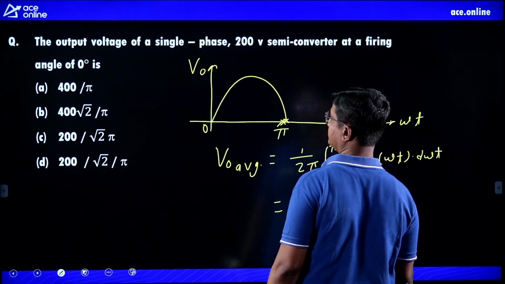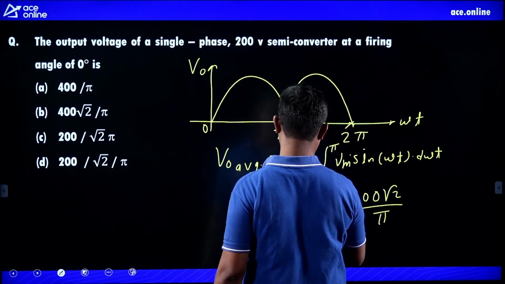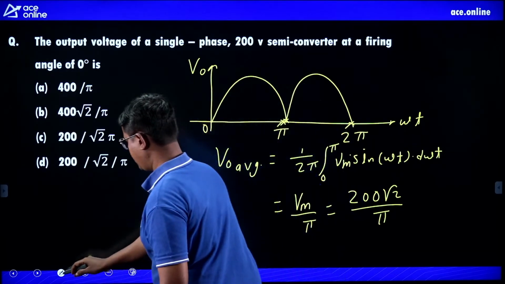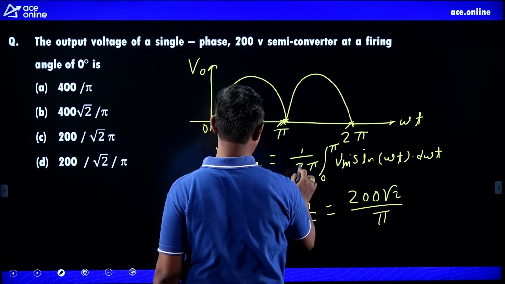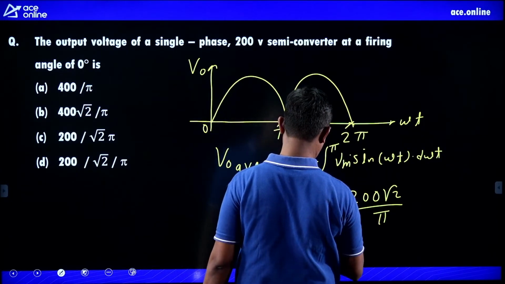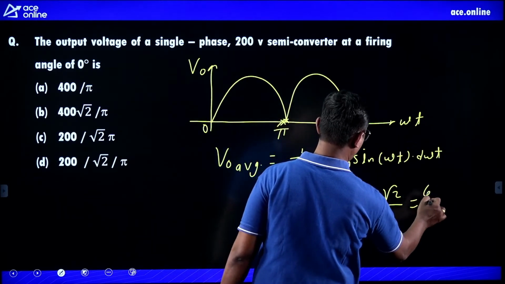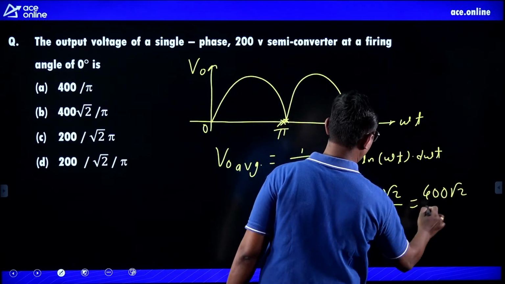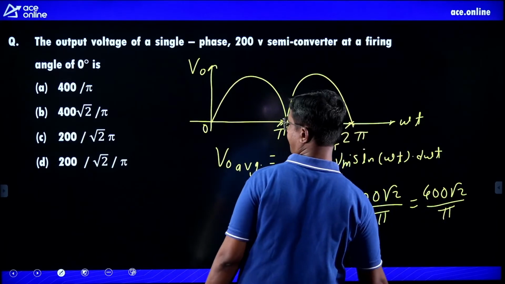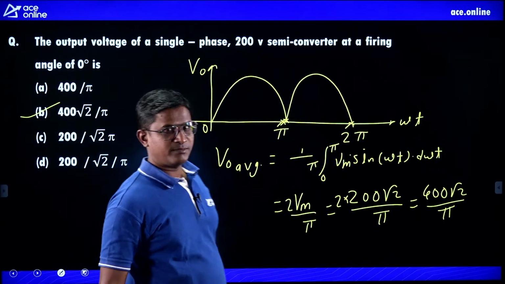right? Semi converter, right? We'll be getting this type of output. Yes, for semi converter, 2 Vm by pi. So 2 into this. So it is 400 root 2 by pi. Right? Option B is the correct option. Yeah. Please go through it.